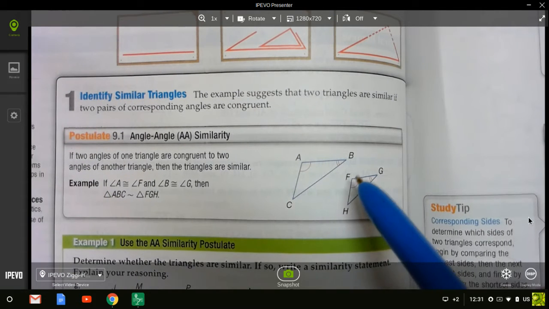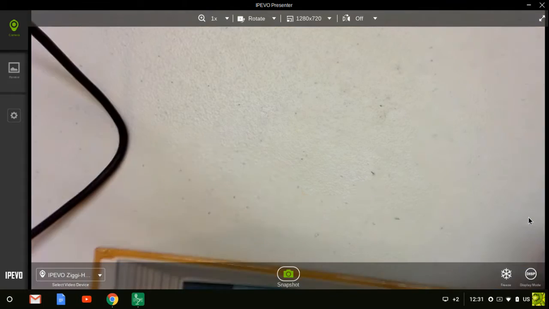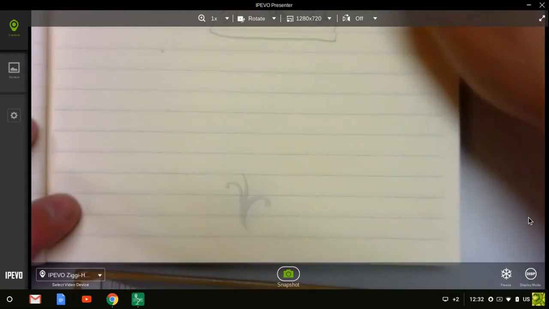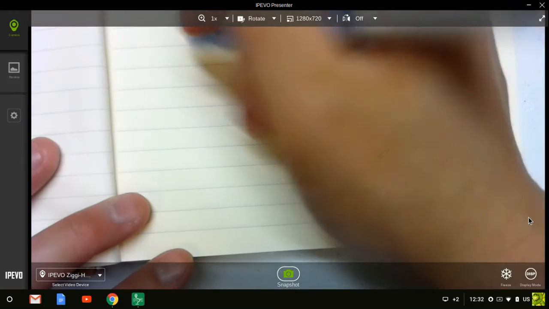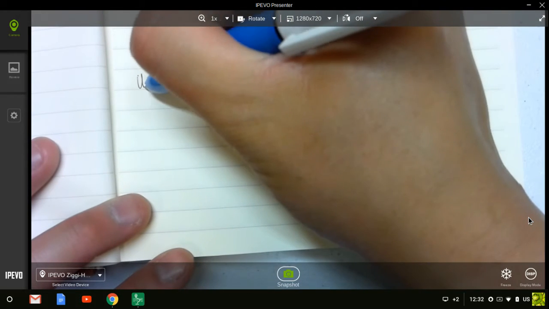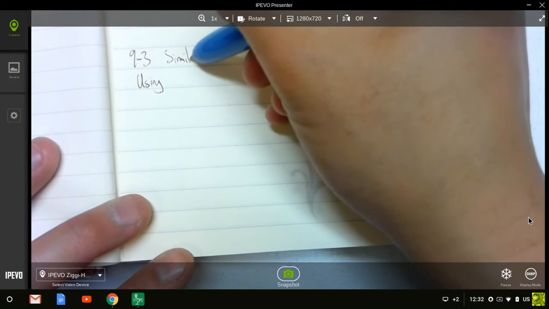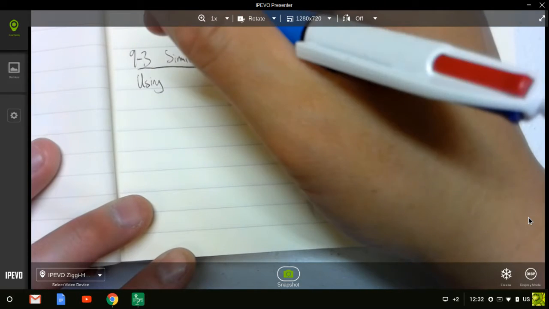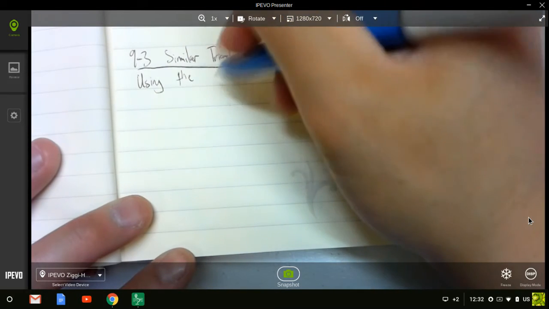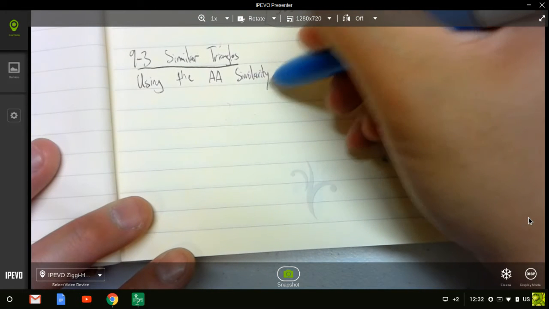Again, you can make a cheat sheet where you can put this similarity theorem on there if it helps, but it's pretty simple. So let me give you an example where we can test that to see. Let's test this theorem out and see if it works out. So here's your first example, and right now your notes might say 9-3 similar triangles. And the first subtopic would be using the AA similarity postulate.